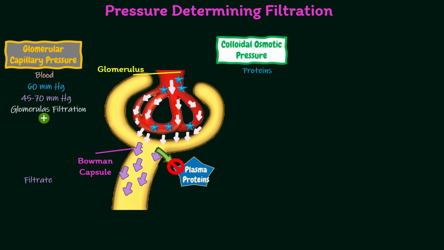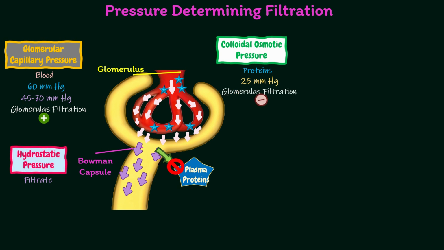Second is colloidal osmotic pressure. Colloidal osmotic pressure is the pressure exerted by plasma proteins in the glomeruli. The plasma proteins are not filtered through the glomerular capillaries and remain in them. These proteins develop the colloidal osmotic pressure, which is about 25 mm of mercury. It opposes glomerular filtration.